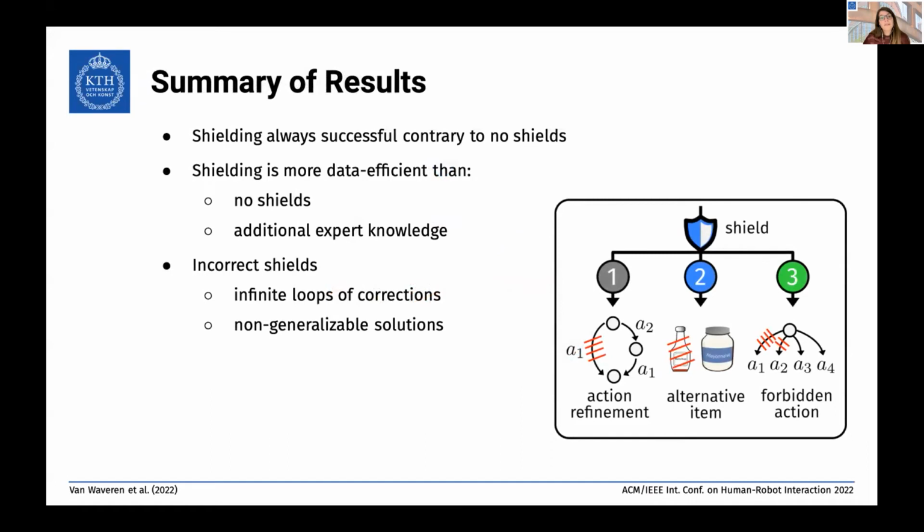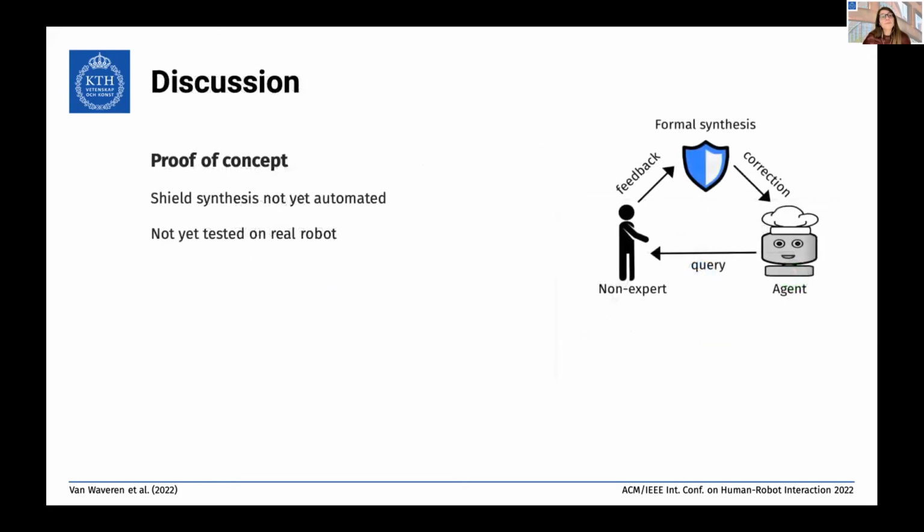Results of our 3 simulated experiments showed that shielding always successfully learns the task in contrast to using no shielding. And it's more data efficient than using no shields, even when we add additional expert knowledge or do reward engineering. And incorrect shields resulted in infinite loops of corrections and non-generalizable solutions. This work is a proof of concept.